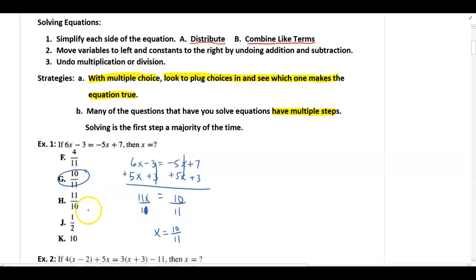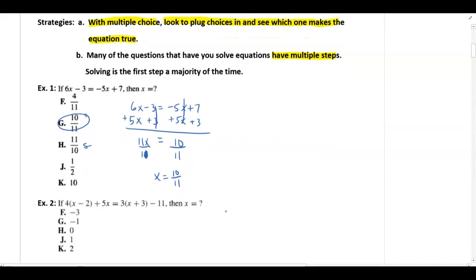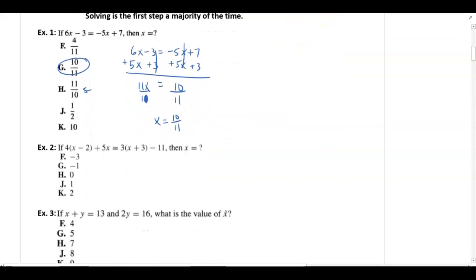Notice here, letter H: a common mistake is if people put the variables on the right and constants on the left, a lot of times they divide by what's on the left, and that's what you would get. It's a big no-no.